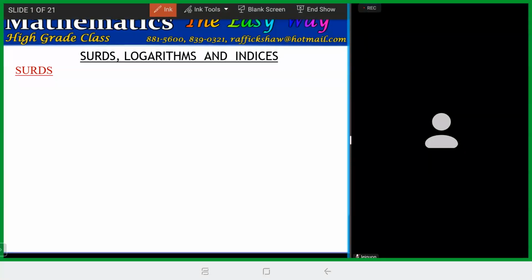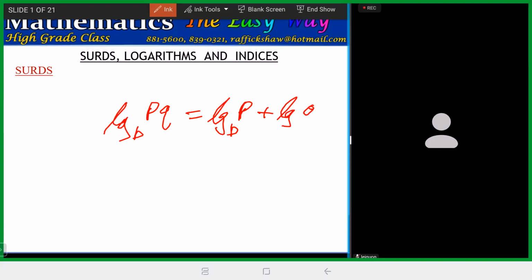So for example, the log to any base of a product, PQ, is equal to the log of P to the same base plus the log of Q to the same base. You have to know and use this law from right to left in some questions, and you have to know the law from left to right. You have to know the laws both ways.